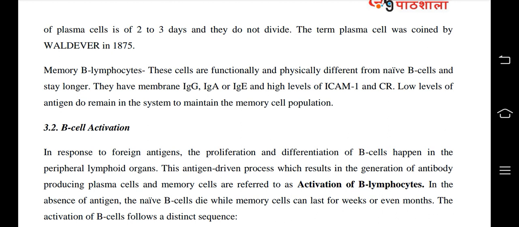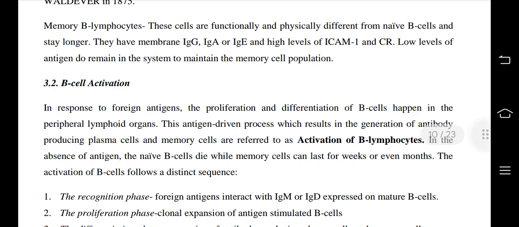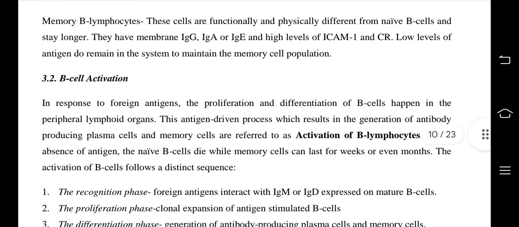Memory B lymphocytes. These cells are functionally and physically different from new B cells and stay longer. They have membrane IgG, IgA or IgE and high levels of ICAM-1 and CR. Low levels of antigen remain in the system to maintain the memory cell population.